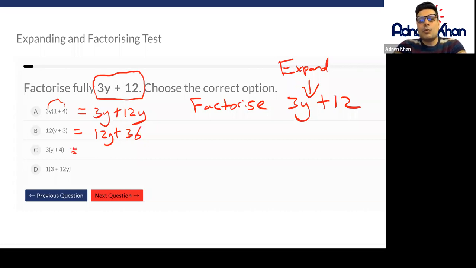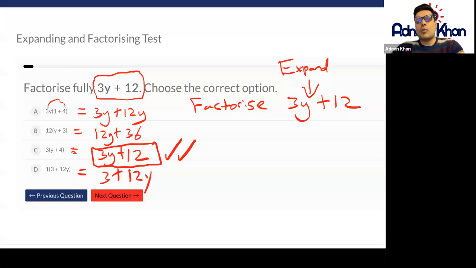So 3 times y is 3y, plus 3 times 4 is 12. And the last one, D, 1 times 3 is 3, plus 1 times 12y is going to be 12y. So looking at these particular answers in front of us now, option C is going to be the correct one.